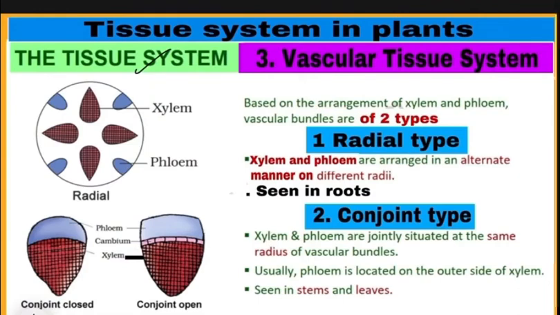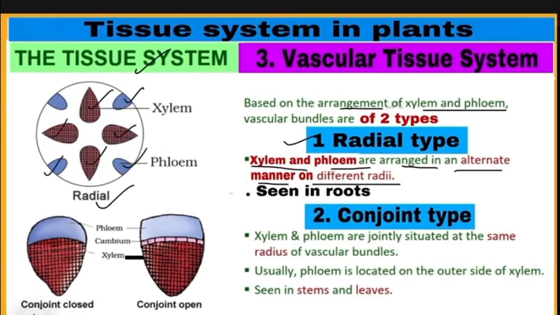Next classification of vascular bundle is on the basis of arrangement of xylem and phloem. On this basis, vascular bundles are of two types. Number 1, radial type. Here xylem and phloem are arranged in an alternate manner on different radii. See the diagram. This is xylem, phloem, xylem, phloem, xylem, phloem, xylem, phloem. They are arranged in an alternate manner on different radii. These are seen in roots.